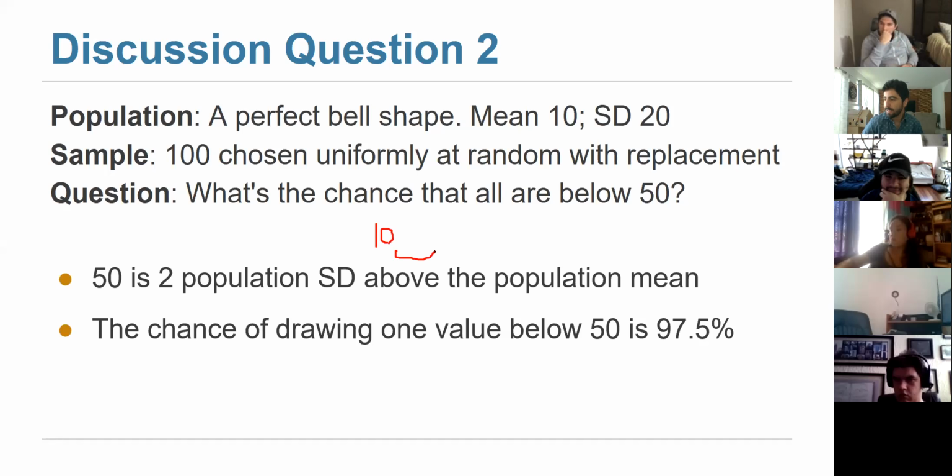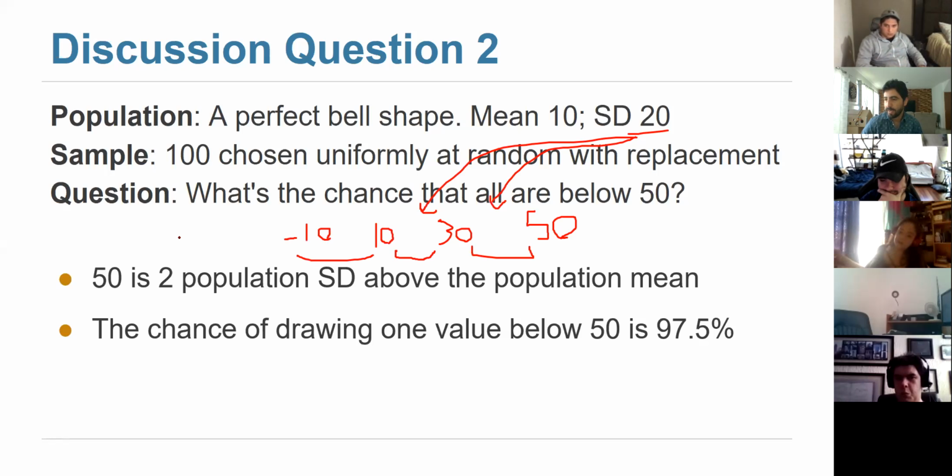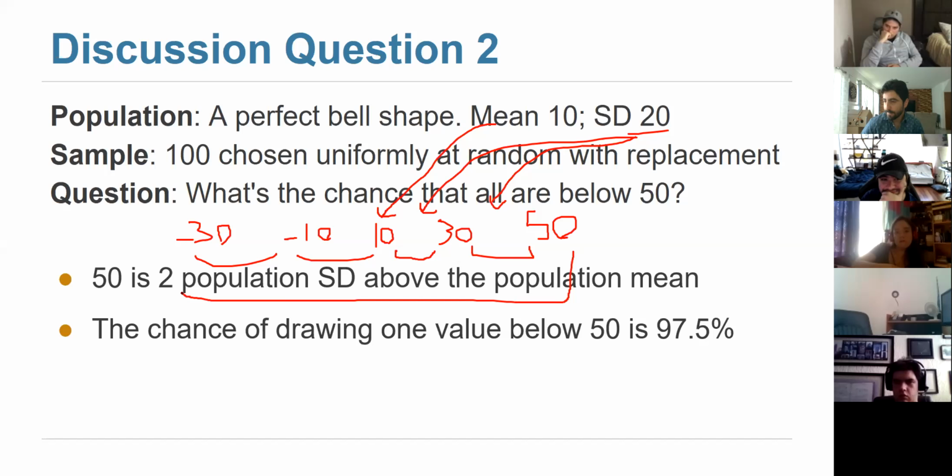If you go 1 standard deviation, you get to 30. Another standard deviation, you get to 50, because your standard deviation is 20, right? These are the gaps of 20. And on the other side also, you get to minus 10 and minus 30. That is 2 standard deviations away from your mean. This is your mean. Now this is basically the 95% of your data. 95% of your data falls in this part, right?